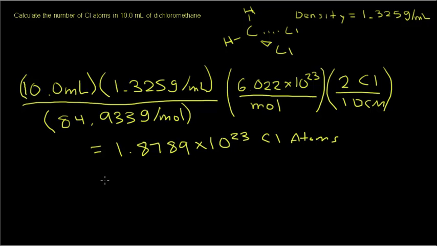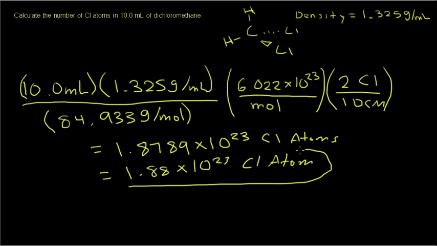We need to use our significant figures. So in our problem, we were given 10.0 mL of dichloromethane. So that means that we have 3 significant figures to work with. So 1, 2, 3. So we're going to round 1.8789 up to 1.88 times 10 to the 23rd. And that's how we do it. That's how we solve for the number of chlorine atoms in any molecule of DCM.